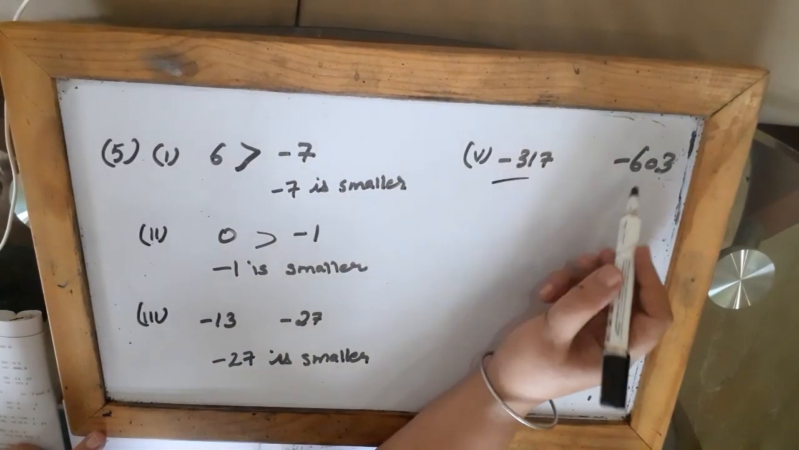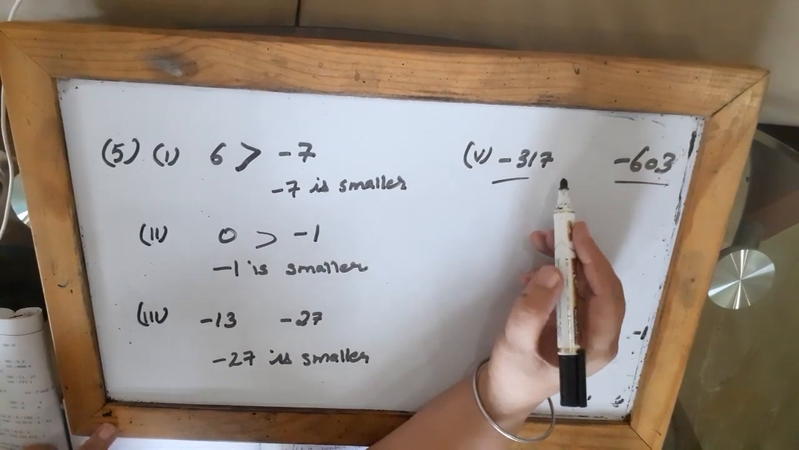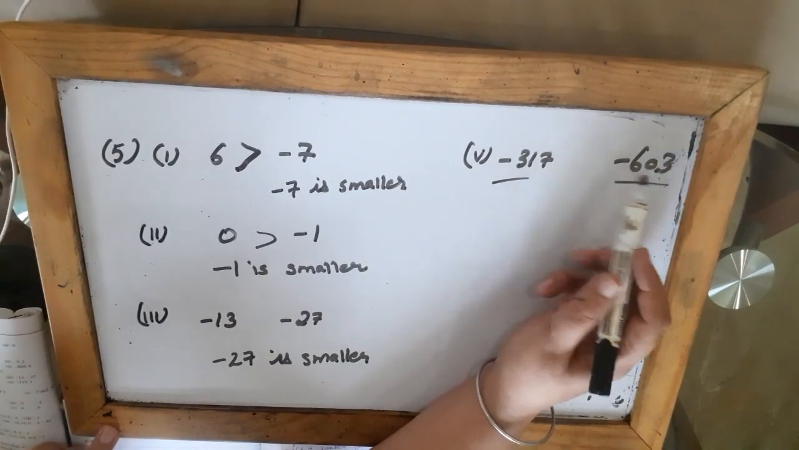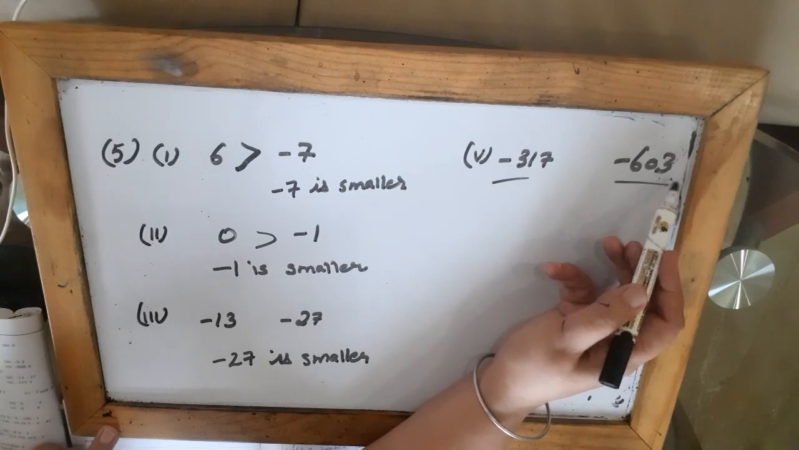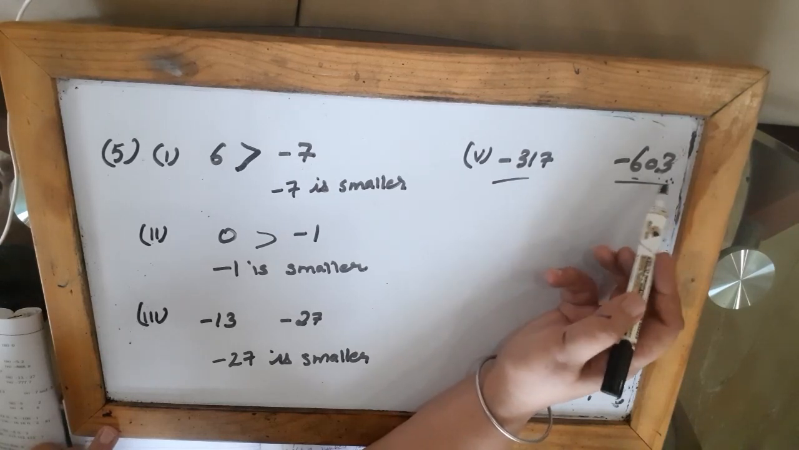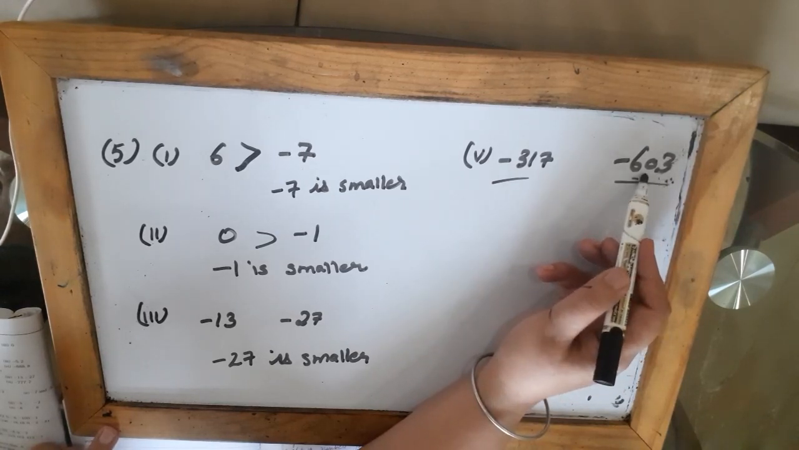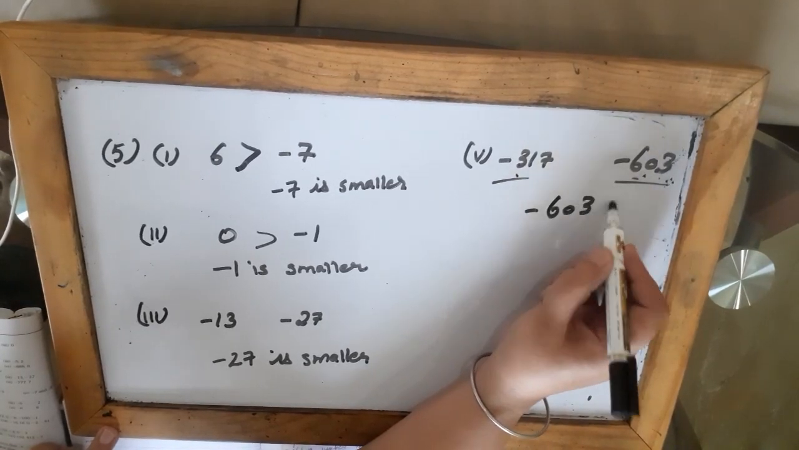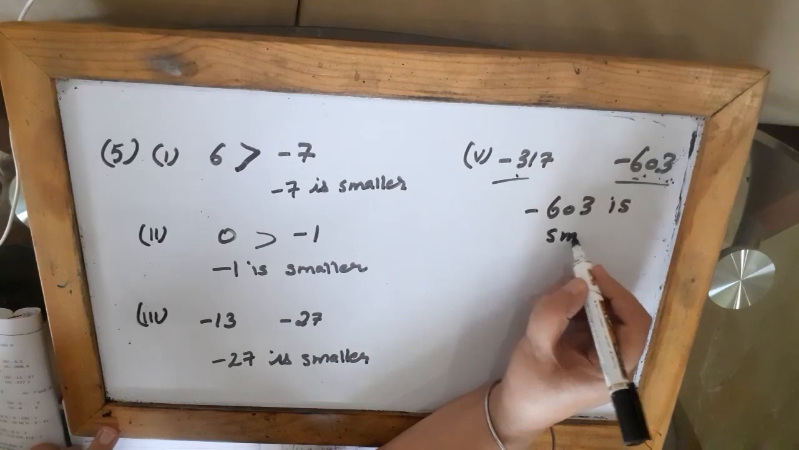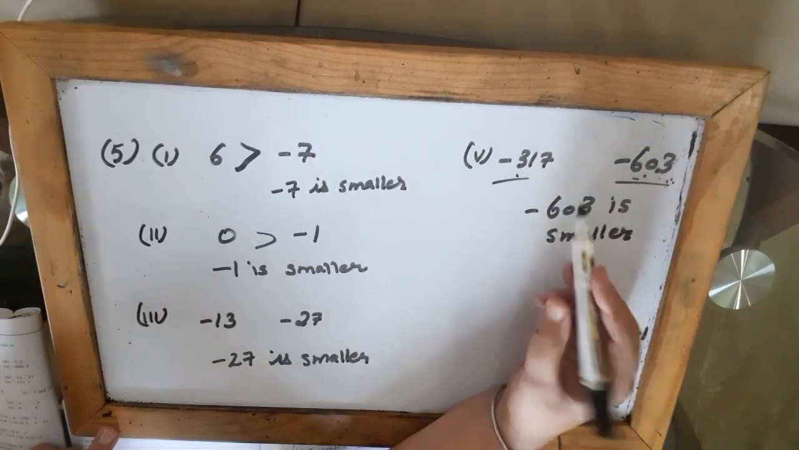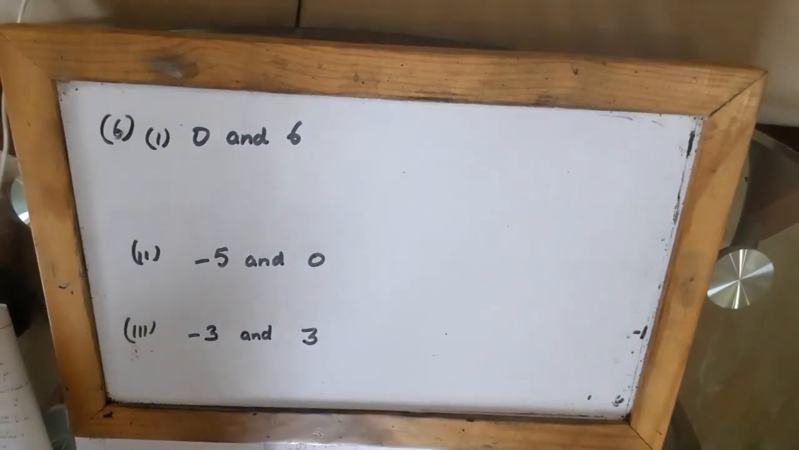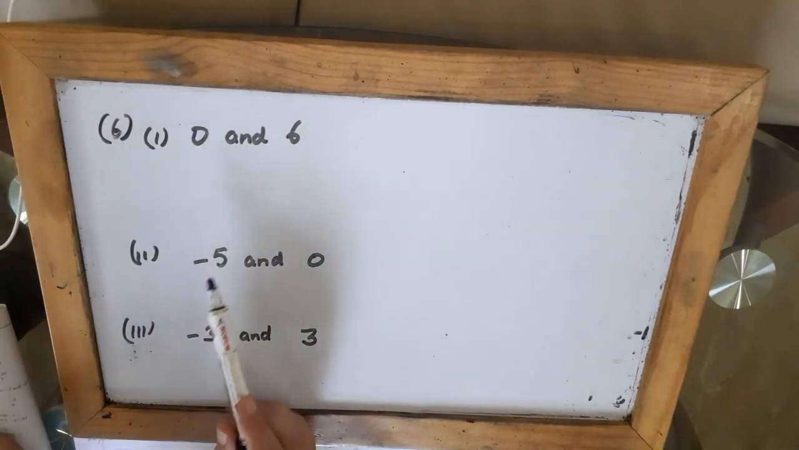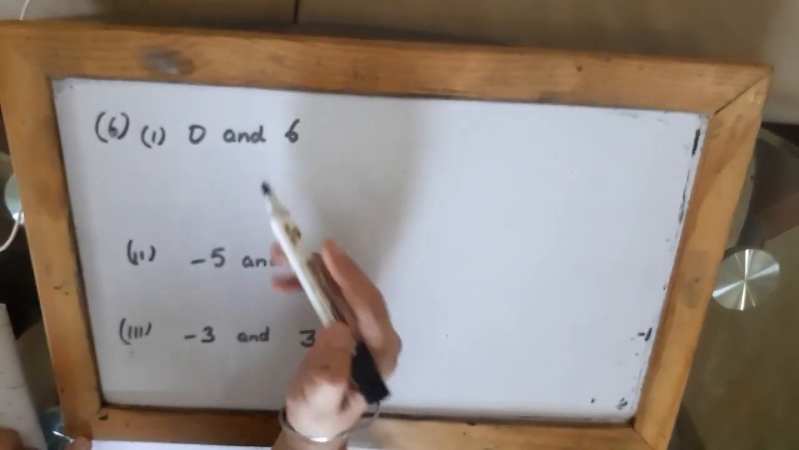Now again these two are negative numbers. Again I told you, as the negative number increases, its value decreases. It means that minus 603 is smaller than minus 317. In the sixth question, they are asking you to write all the integers between 0 and 6.